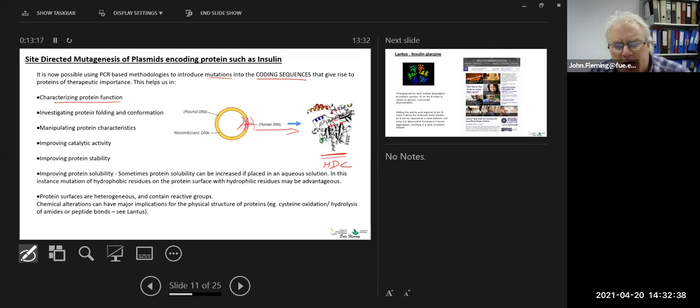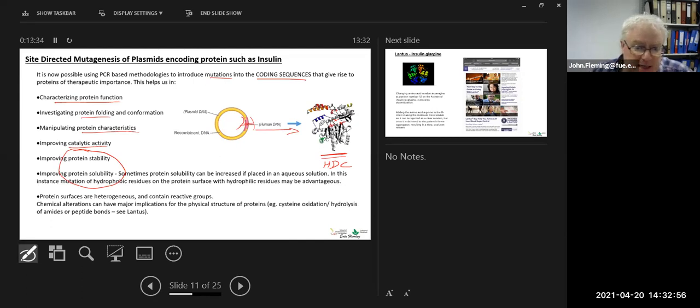But there are lots of things that we can do with this sort of mutagenesis. We can investigate protein folding, protein characteristics. We can alter catalytic activity. We can alter protein stability and protein solubility. So I'm going to talk about that again now in a moment.